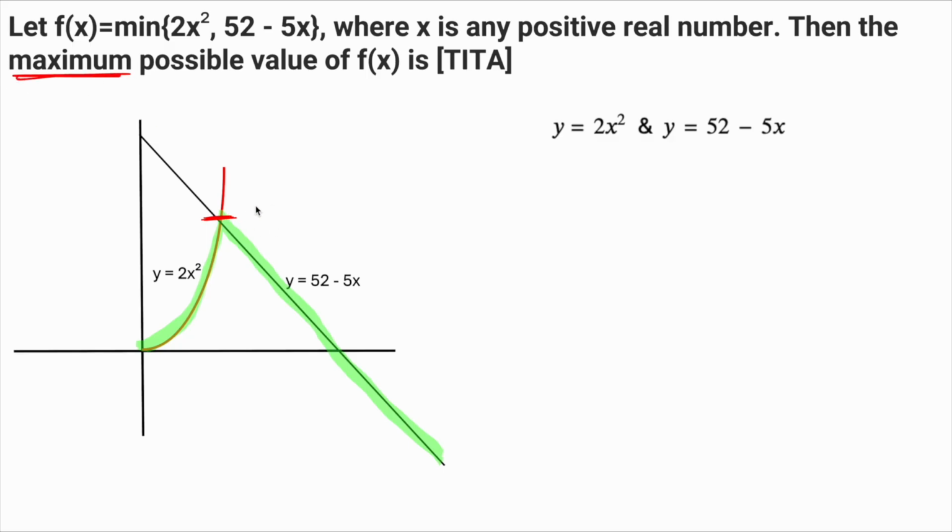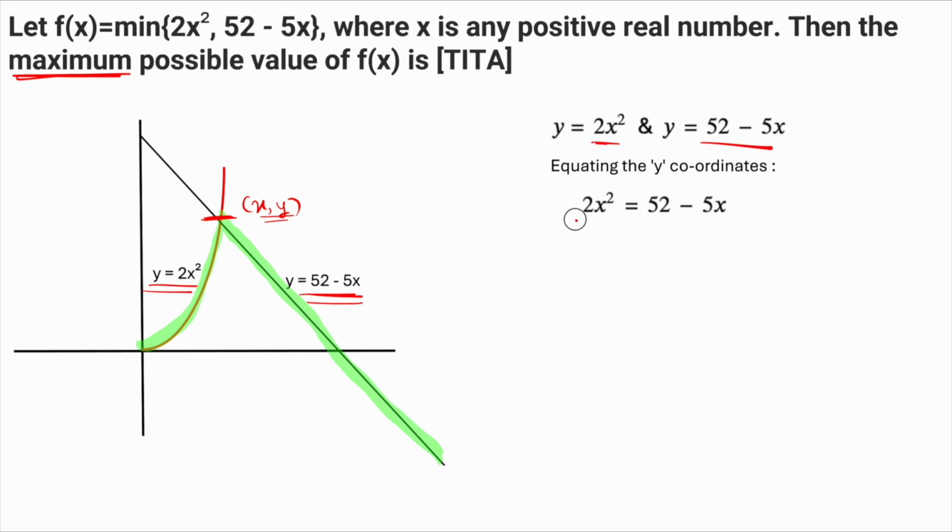Guys, this meeting point has some coordinates, let's say (x, y). These coordinates are present, or this point is present, on both the graphs y equals 2x² and y equals 52 − 5x, right? So the next step is, let us equate the y coordinates of both these graphs. Basically, we are equating 2x² with 52 − 5x. So the first step is to equate 2x² and 52 − 5x.